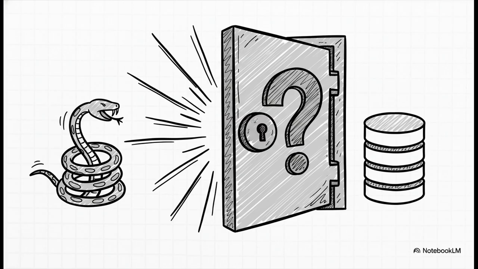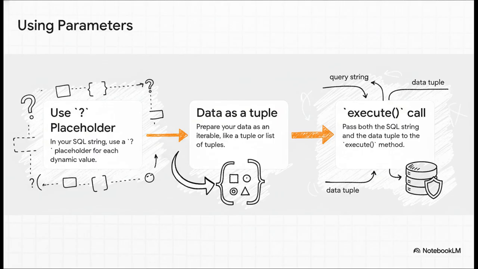You can think of it like an armored door that just slams shut on any potential SQL injection attack. And the process is just 3 simple steps. Check it out. First, in your SQL query itself, you just use a question mark as a placeholder wherever a value is going to go. Step 2, you package up your actual data into a tuple, which is really just a simple, unchangeable list in Python. And finally, you pass both that SQL string and your data tuple to the execute method.